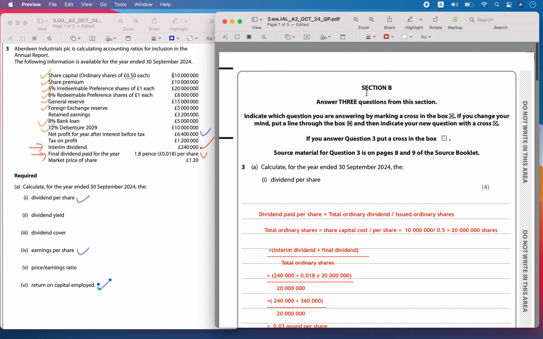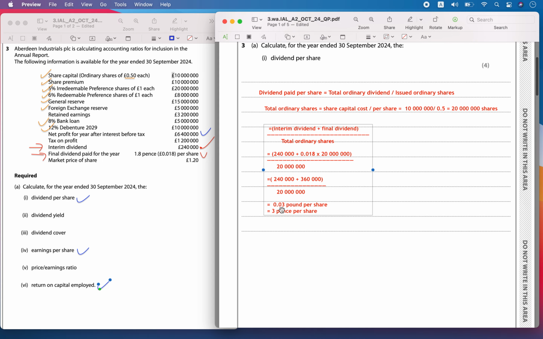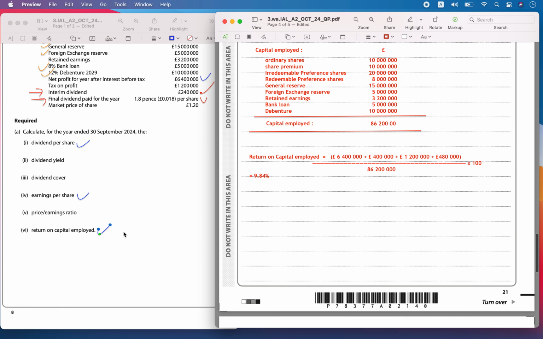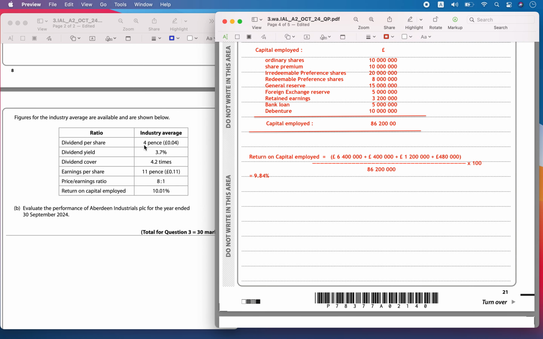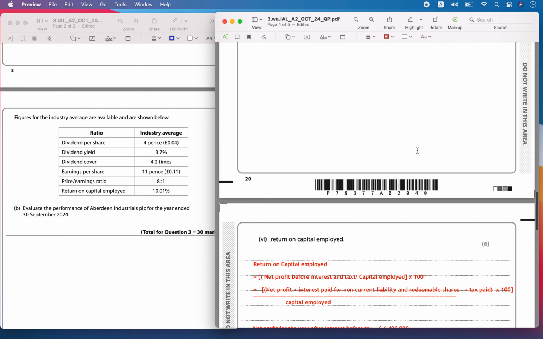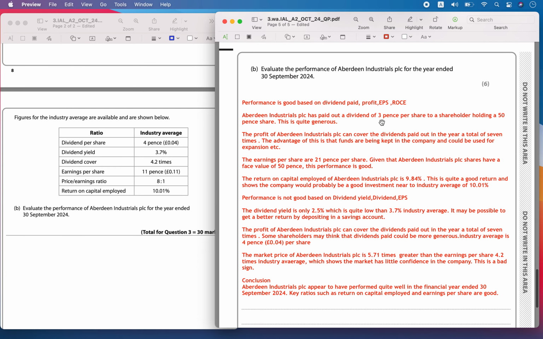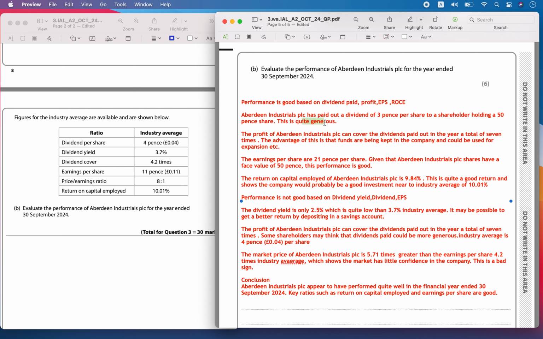The dividend per share that was paid to the shareholders was 3 pence per share, which is quite good. Because you are going to compare it with the industry average of 4 pence, they have given almost nearer to that, 3 pence, which is good. This is quite generous.